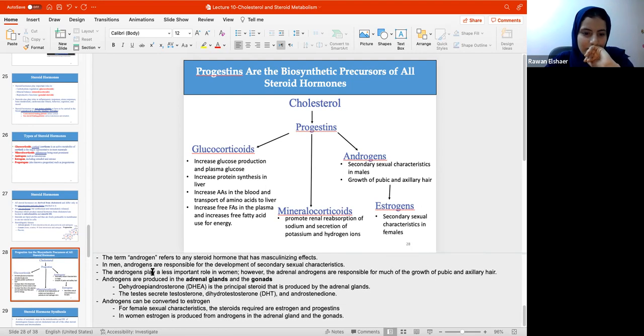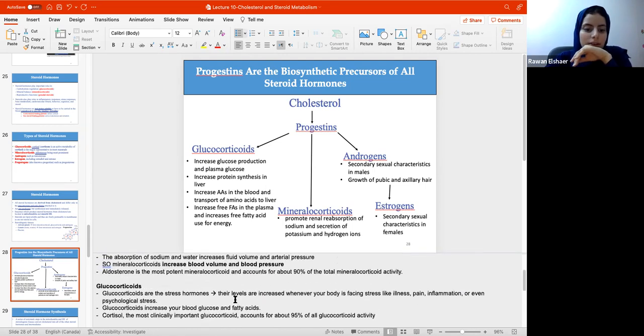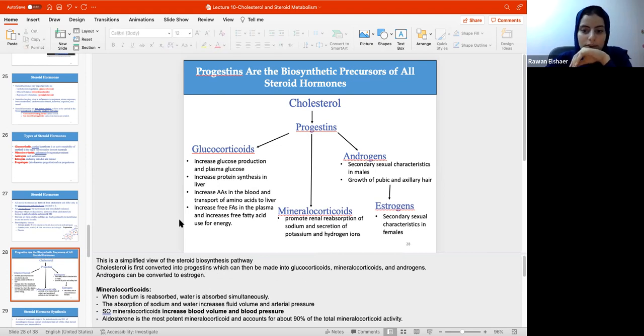And this is an explanation of how the androgens are made. They're made in the adrenal glands and the gonads. In males, dehydroepiandrosterone, DHEA, is the main one formed by the adrenal gland. So for glucocorticoids, the main one is cortisol. For mineralocorticoids, we have aldosterone. For androgens, the main one is DHEA, dehydroepiandrosterone, made by the adrenal gland. The testes secrete testosterone, dihydrotestosterone, and androstenedione. You can read that on your own.